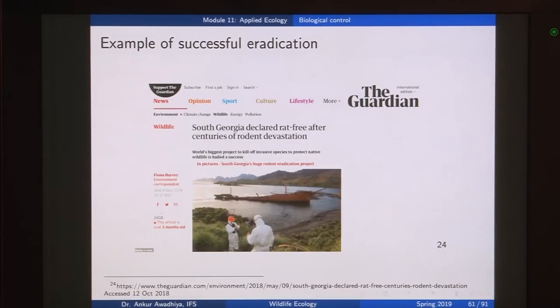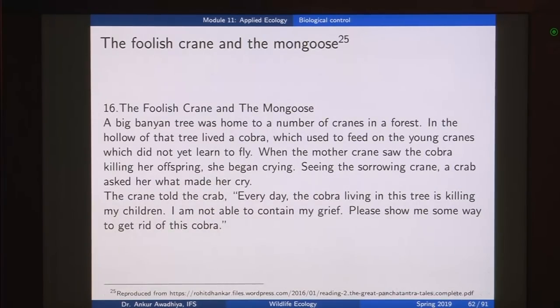Now, before we move forward, there is this particular story from the Panchatantra that plays a role in the case of biological control. So this is the story of the foolish crane and the mongoose. A big banyan tree was home to a number of cranes in a forest. In the hollow of that tree lived a cobra, which used to feed on the young cranes, which did not yet learn to fly. When the mother crane saw the cobra killing her offspring, she began crying.